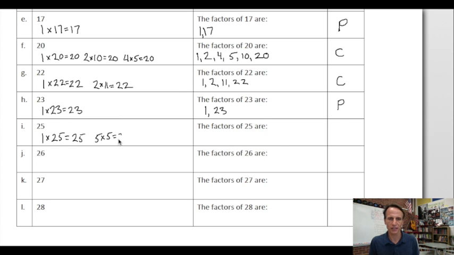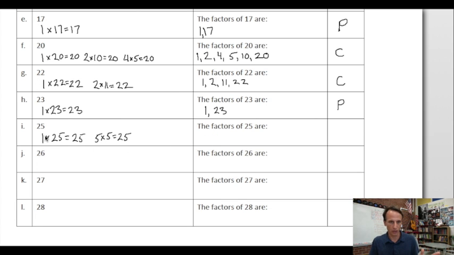Make sure we don't miss anything, though. 6, 7, 8, 9, 10, 11, 12. Okay, yep, that's it. So now this is the first time we've encountered this. When you have 5 times 5, as in this case, or any number times itself gives you that product, you do not list it twice as a factor. You just list it once.